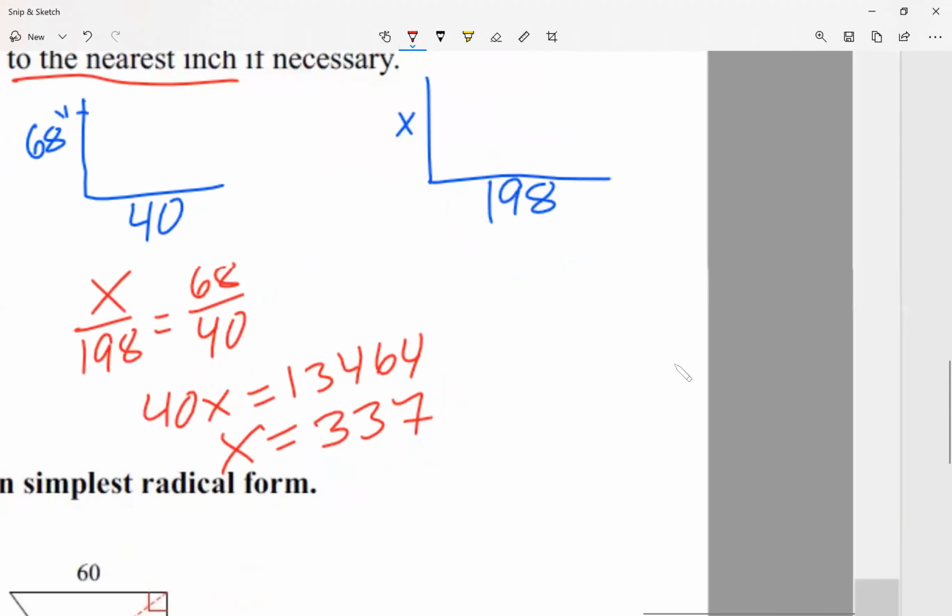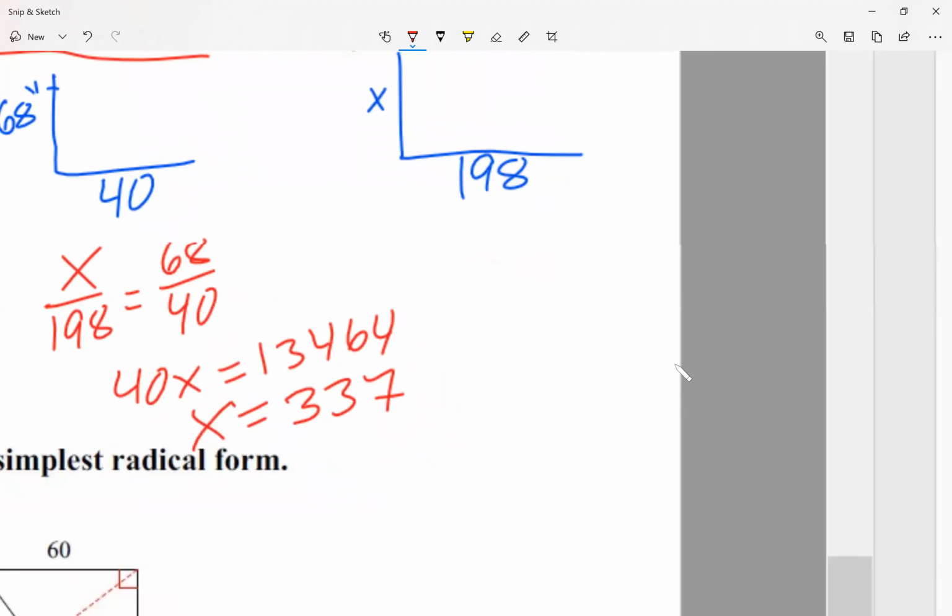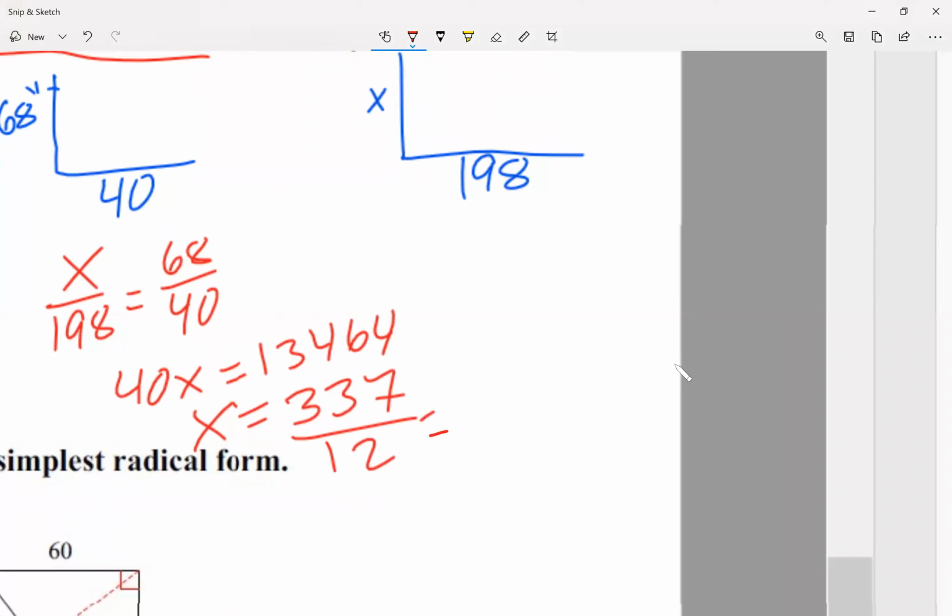Okay, so far I know 337 inches. This is the easy part. Now the hard part is I have to change this 337 to feet and inches. All right, let me divide 337 by 12. And my calculator gives me 28 point, and then there's some decimals.